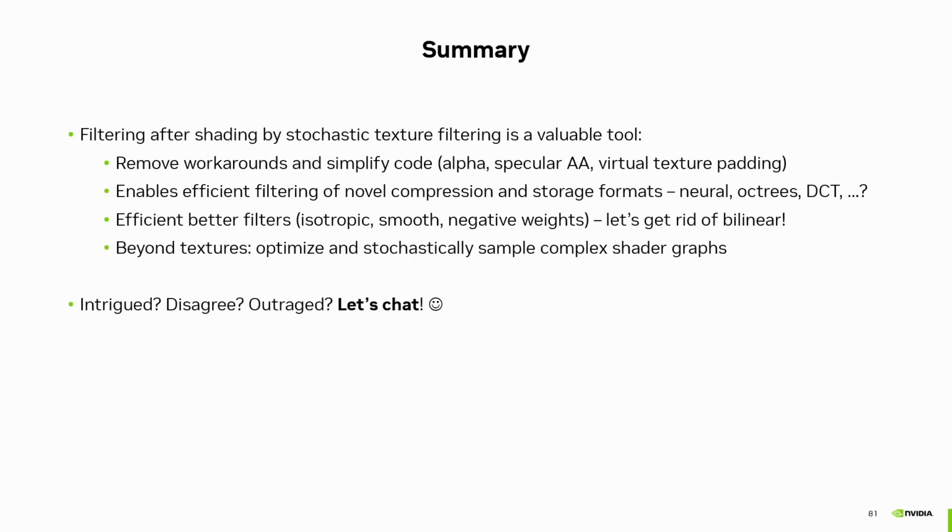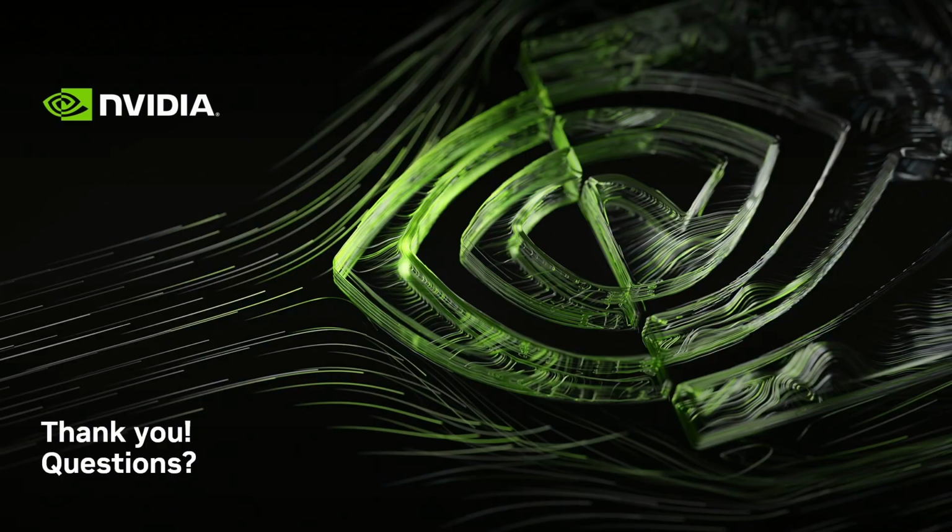And it has use beyond just textures. For example, one can stochastically sample complex shader graphs. And I know that some game developers were already doing this for triplanar mapping. And we argue that it actually makes sense and it's the right way to go, not to blend BRDF values, but to stochastically sample and blend lighting. And whether you're intrigued, disagree, or maybe you're outraged by our audacity, let's chat. Thank you.